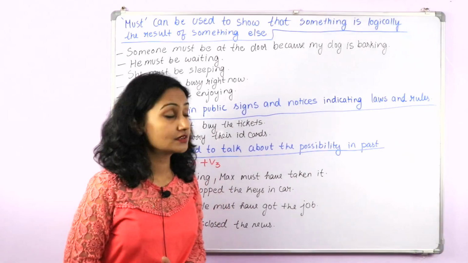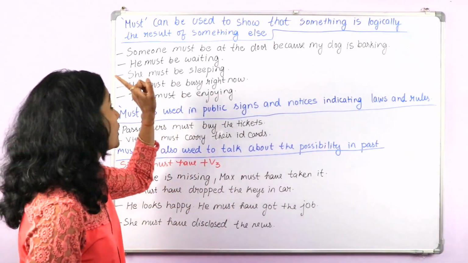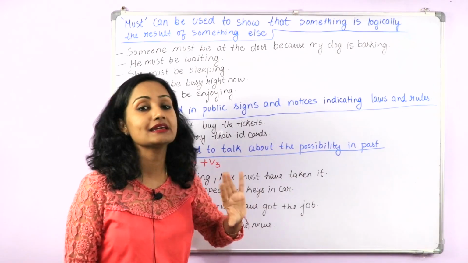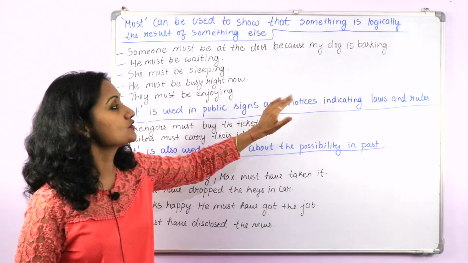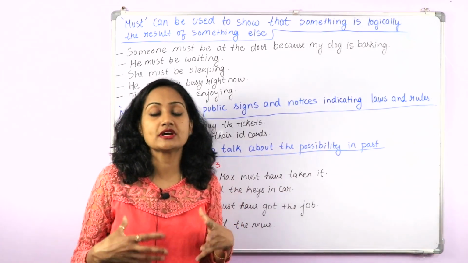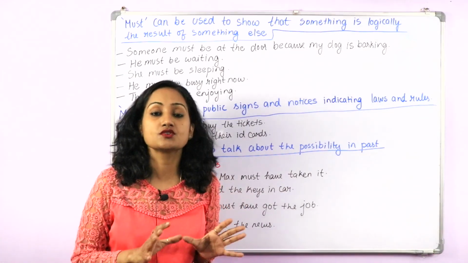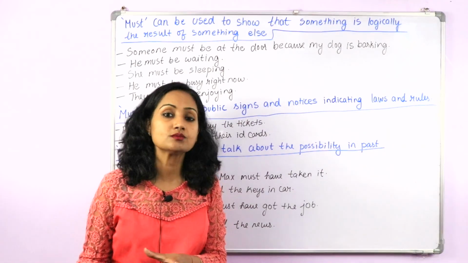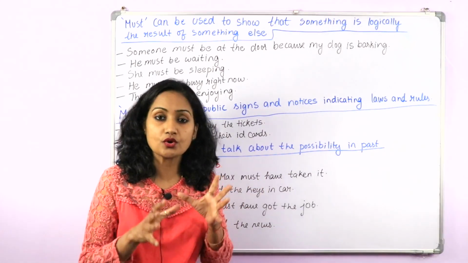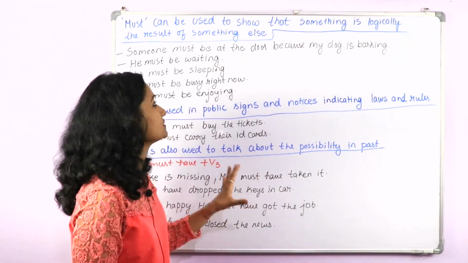Next we use must to show that something is logically the result of something else. How? Someone must be at the door because my dog is barking. So generally when someone is at the door, my dog barks. So right now he is barking, so there must be someone at the door. So logically there must be someone at the door.